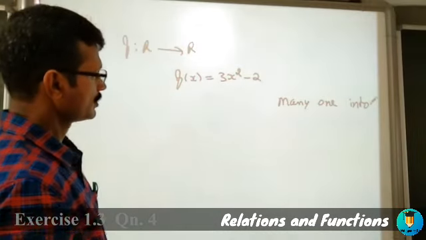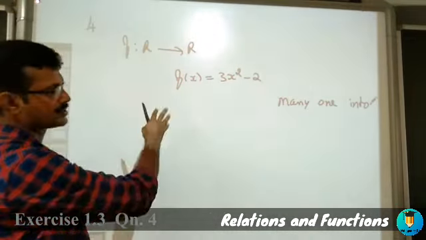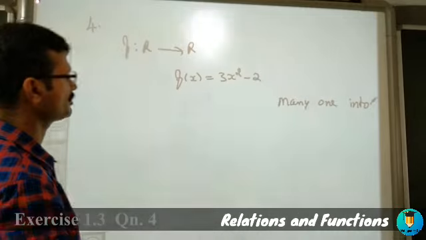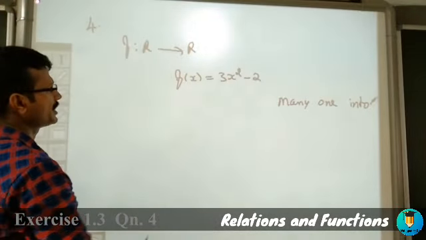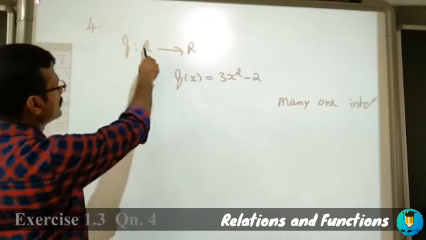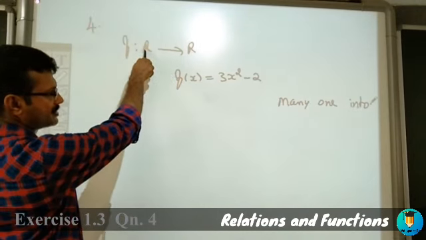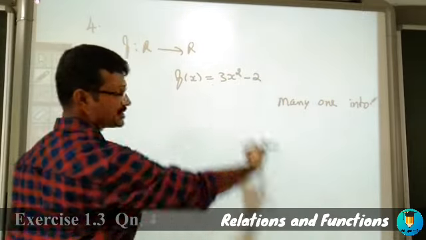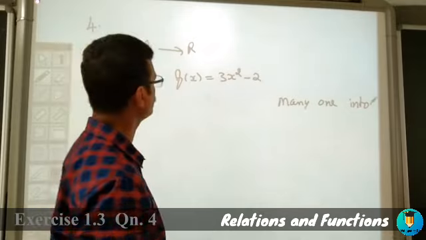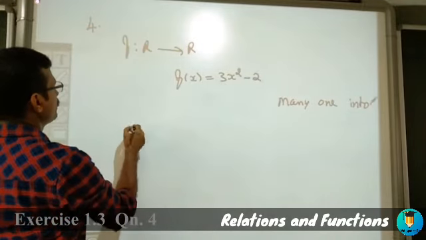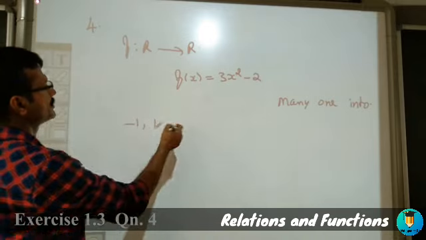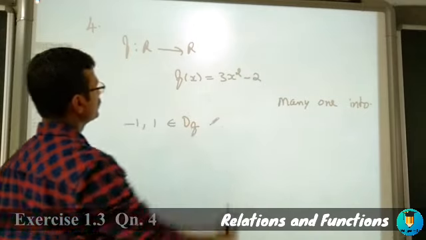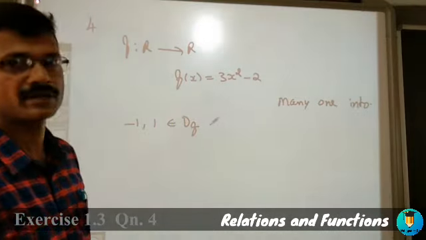So for many one, we have to show that many elements have the same image. I am taking two numbers from the real numbers, from the domain. Since there is a square, it is better to go for a plus and a minus number. So I am taking minus 1 and plus 1. These are two real numbers belonging to the domain.